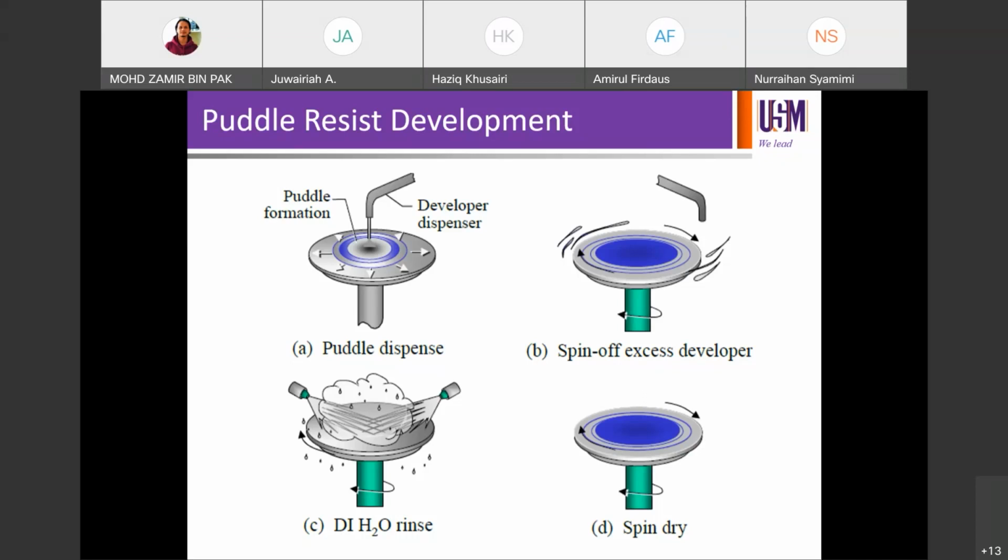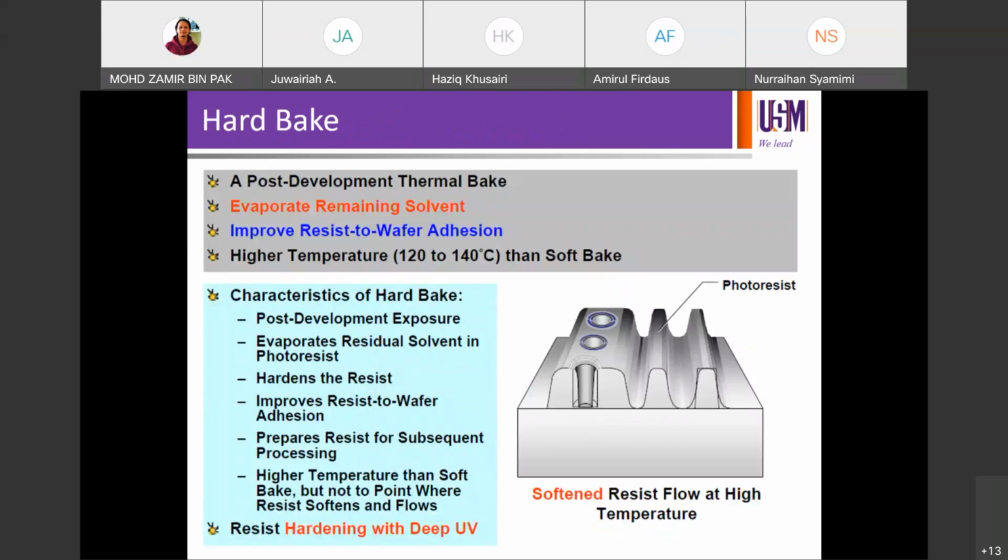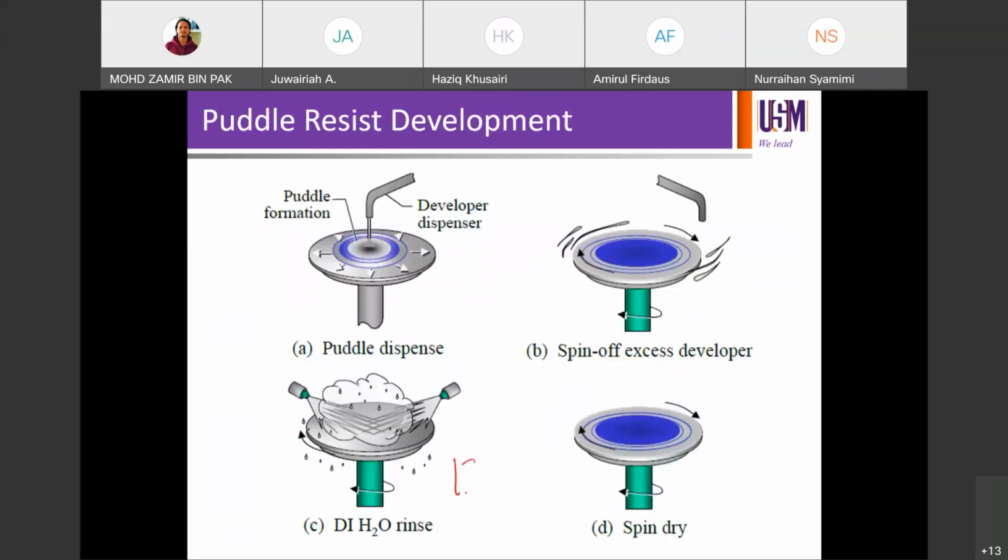Okay, spin off the excess developer, and the moment you spin off, that means your removal of the photoresist is completed, and then you have to rinse using DI water. So remember the DI water, you have to have a resistivity of around 18 mega ohm. It's not normal water, okay? So it's called DI water or deionized water.